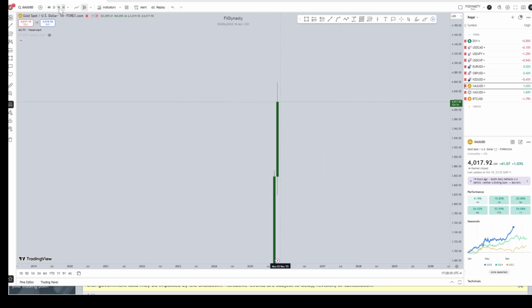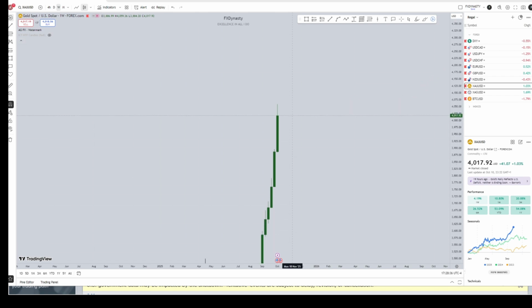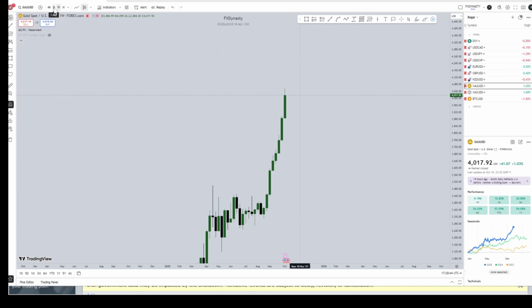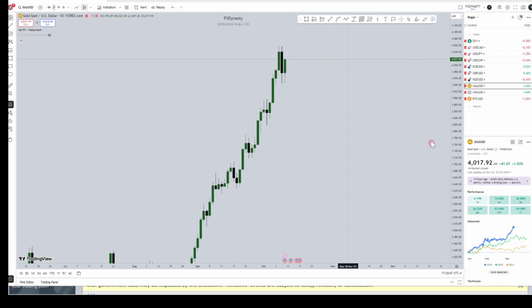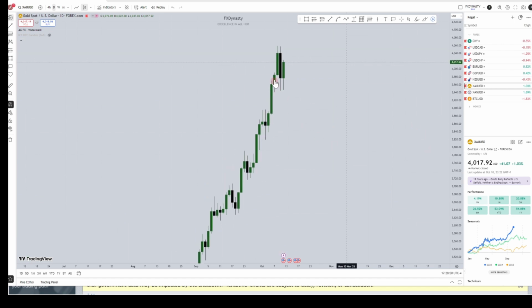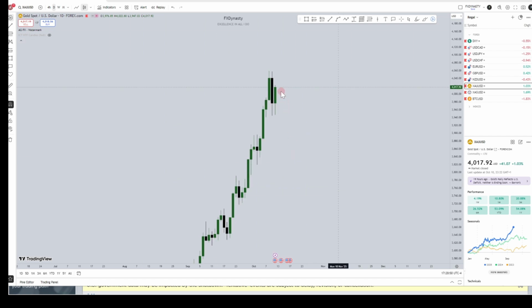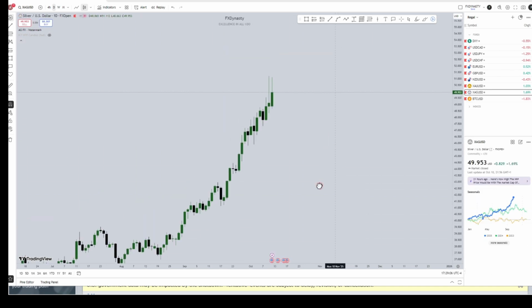Look at the monthly time frame, the weekly time frame. There is no stepping down. Price is just running higher. So on the daily, we have already mitigated this fair value gap here. This fair value gap. Continuation is what I'm expecting on gold. Continuation on gold. Silver, the same thing. Continuation to the upside on silver.